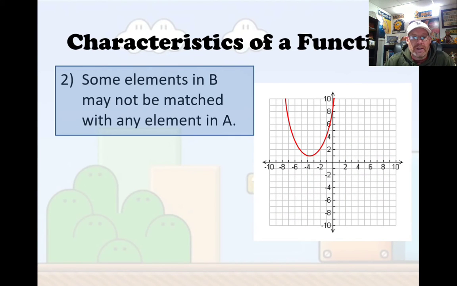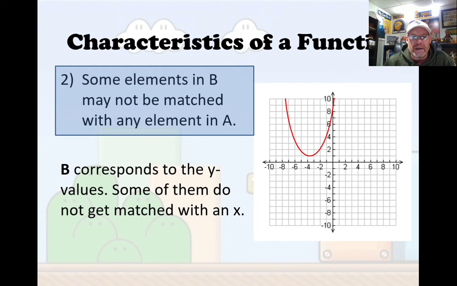Characteristic 2. Some elements in B may not be matched with any elements in A. All right. B corresponds to the Y values. Some of the Y values, some of the mailboxes, do not get a letter or an X value. And if you take a look at the graph, everything below that vertex is a mailbox that doesn't get a letter. So some elements in B don't get anything assigned to them.